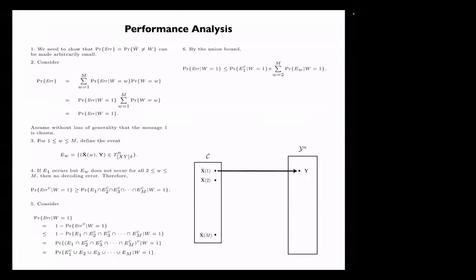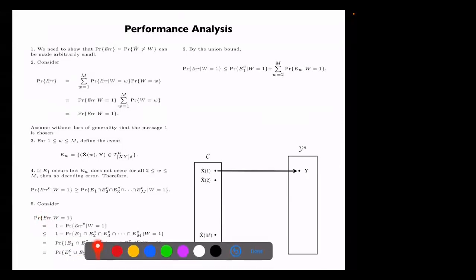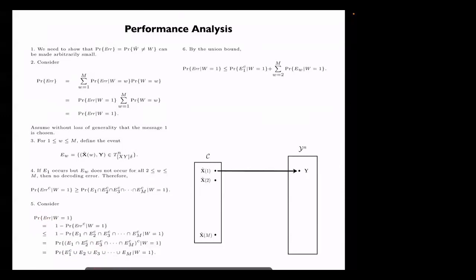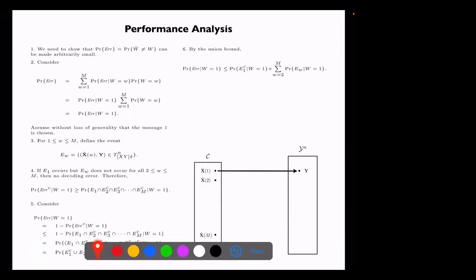What it boils down to is that if you have an error, it implies that either E1 complement is true, that is the first code word is not typical with the Y, or the second code word is typical with Y, or the third code word is typical with Y, so on and so forth.